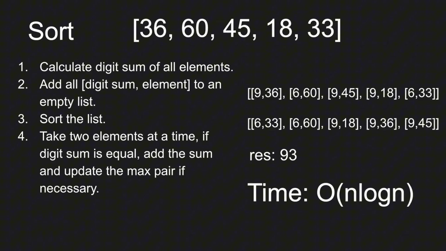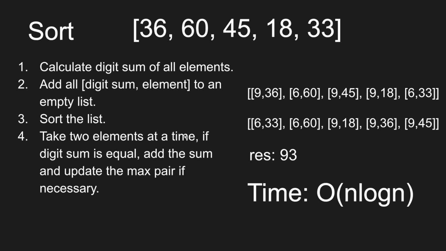So one way we can solve it is first we calculate the digit sum of all the elements. So it will be 9, 6, 9, 9, and 6. And then we want to add them as a pair, the digit sum and the element, to an empty list. So at the end of iteration, it will look something like this. This is the digit sum and this is the element. And afterwards, we want to sort the list, so 6 will come before 9, the digit sum.